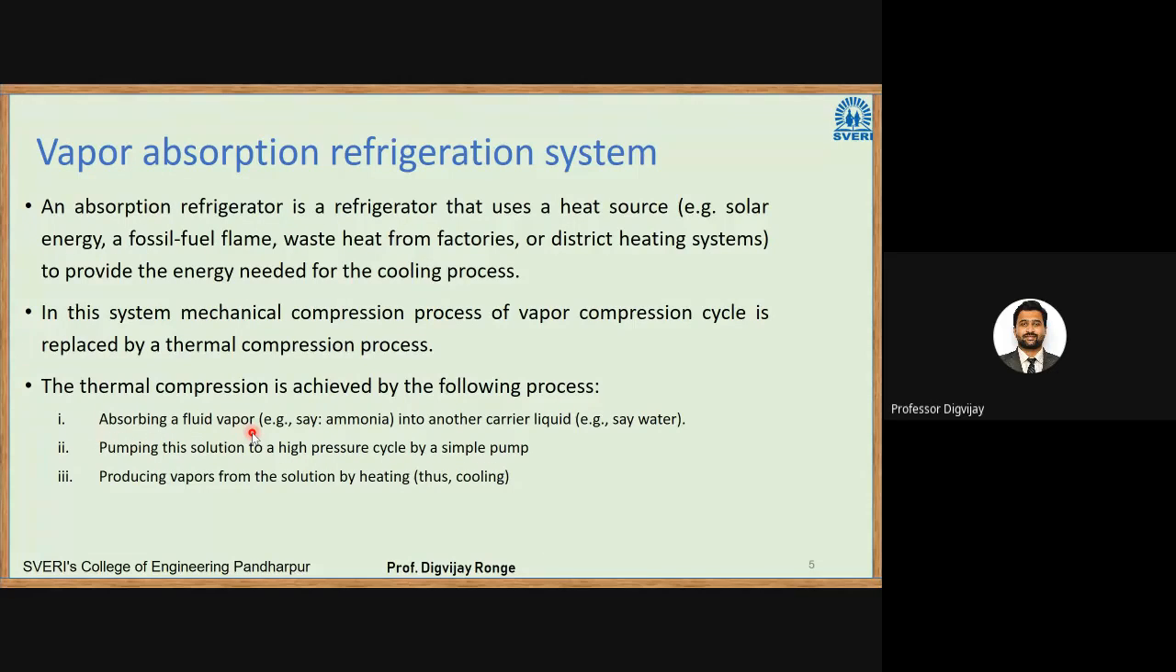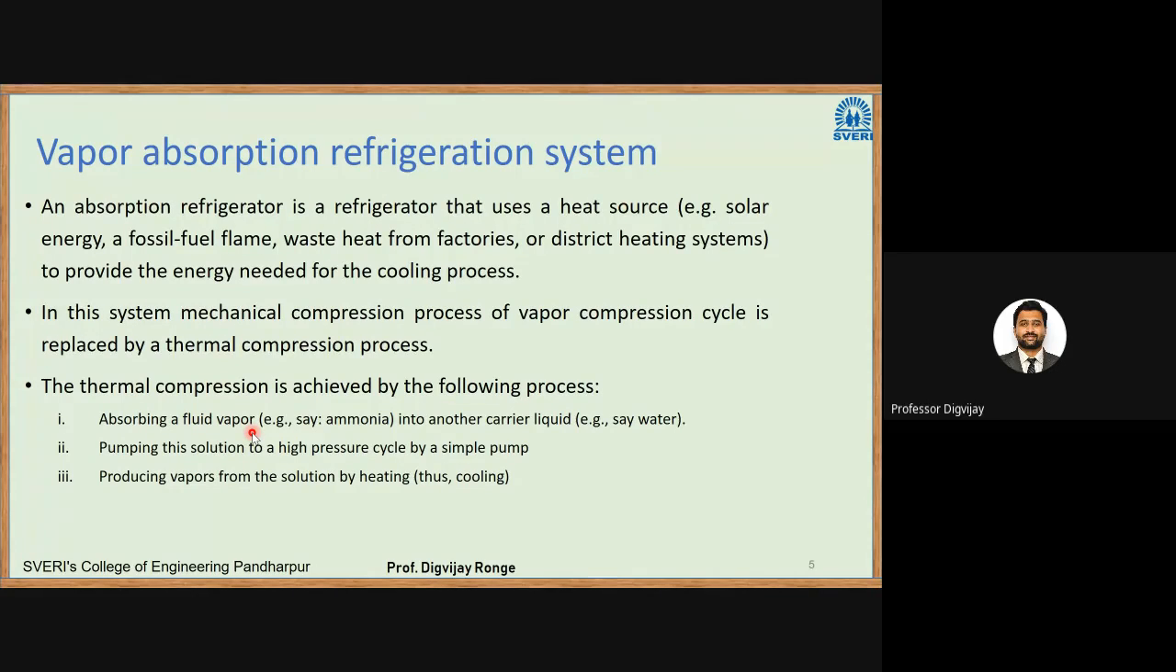So see, in this VARS system, the vapor absorption refrigeration system, there is one concept involved, that is absorption. So we need one solute and one solvent. We need a refrigerant and we need an absorbent. If I take the example of the ammonia-water system, which is generally called aqua ammonia, in that case ammonia is our refrigerant, and water is our absorbent. Now, water being an absorbent, it has a tendency to absorb the ammonia.